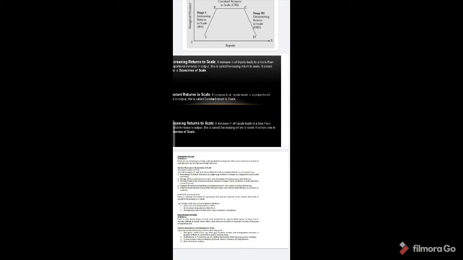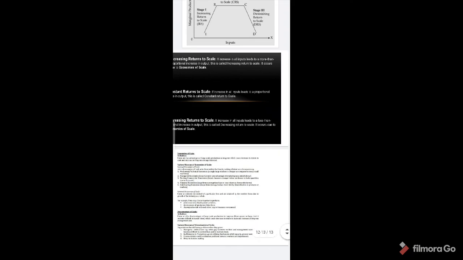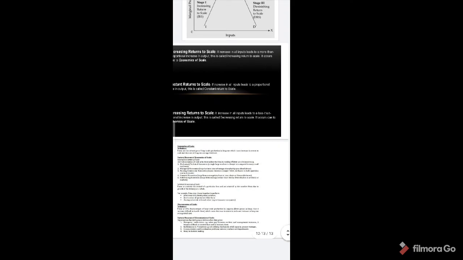Number 2, managerial economies. It means that the large business take advantage of employing specialized labor. Number 3, trading or commercial economies. Inputs become cheaper when purchased in bulk quantities due to discounts. Number 4, financial economies. Large firms can negotiate loans or issue shares at favorable terms.